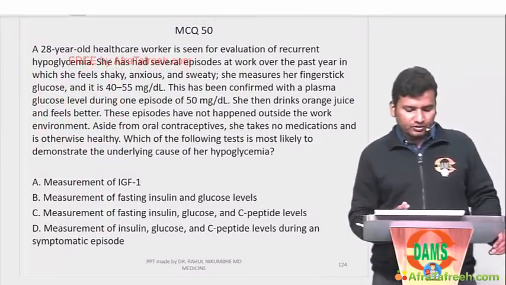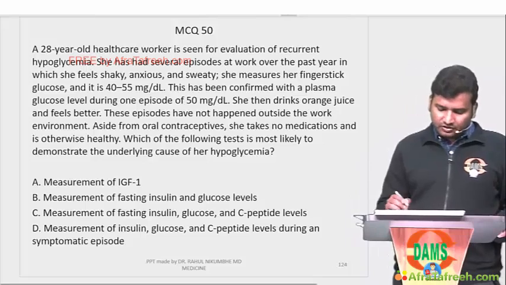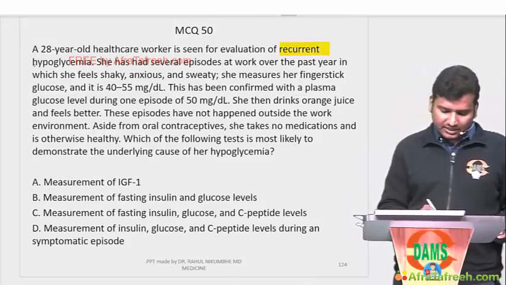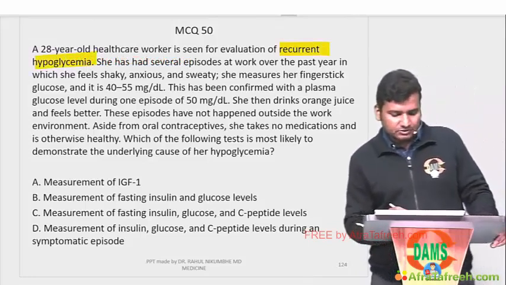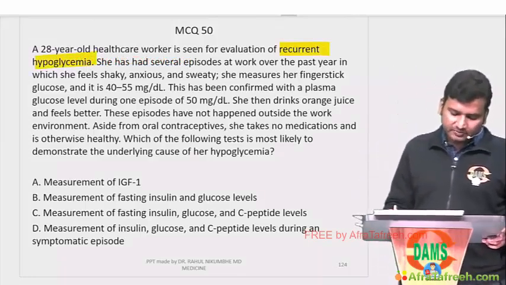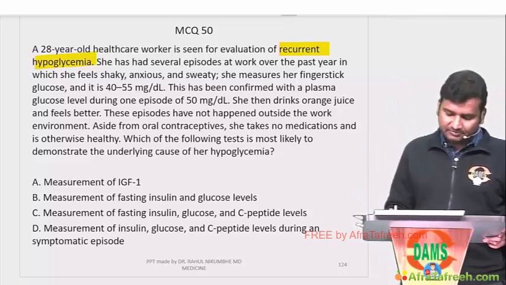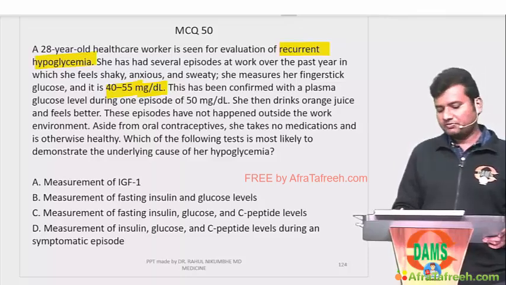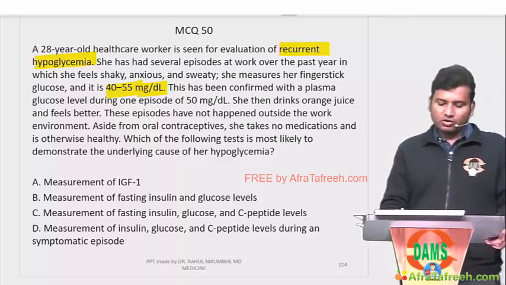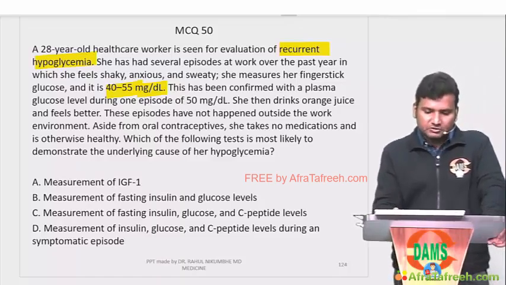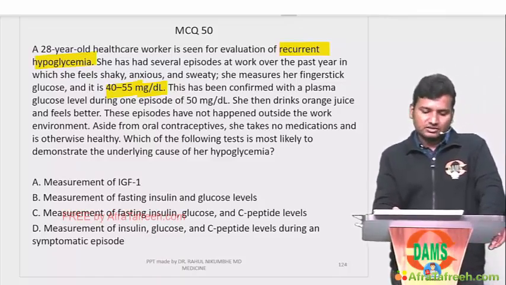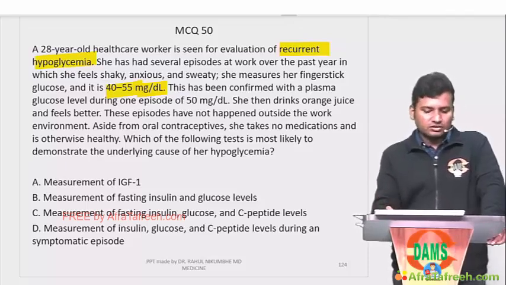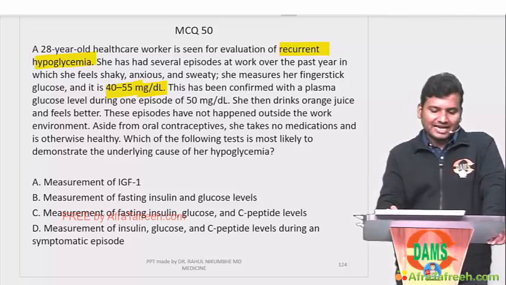A 28-year-old healthcare worker is seen for evaluation of recurrent hypoglycemia. She has had several episodes at work over the past year in which she feels shaky, anxious, and sweaty. She measures her fingerstick glucose. It is 40 to 55 mg per dL. This has been confirmed with plasma glucose level during one episode, 50 mg per dL. She then drinks orange juice and feels better. These episodes have not happened outside the work environment. Aside from oral contraceptives, she takes no medication and is otherwise healthy.